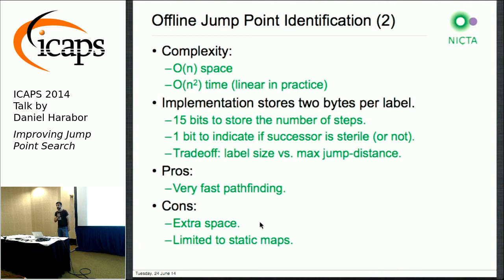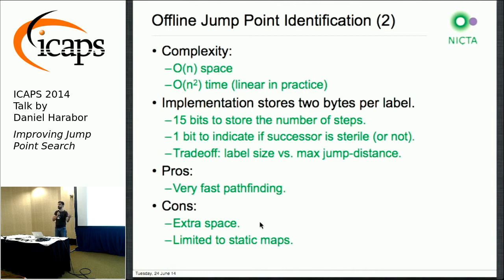In the worst case, it takes quadratic time to compute this. That's a very loose bound. In practice, it runs in linear time. In our implementation, we store 2 bytes per label. So we have 15 bits to store the distance to the jump point, and we have 1 bit that says if it's a real jump point or if it's a dead end. Okay? So there's a bit of a trade-off, maybe you've noticed, about label size versus maximum jump distance.